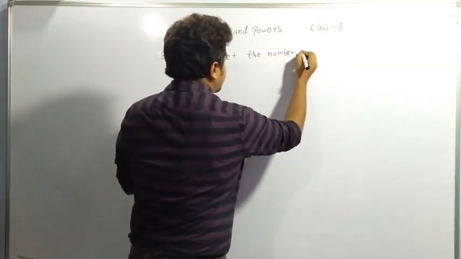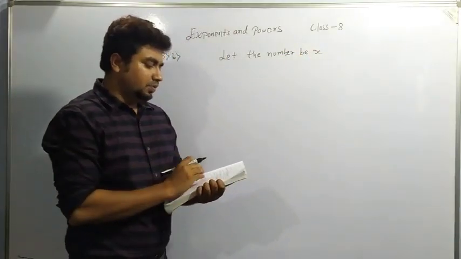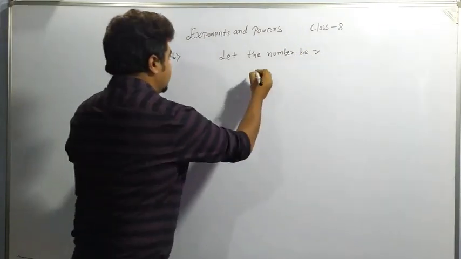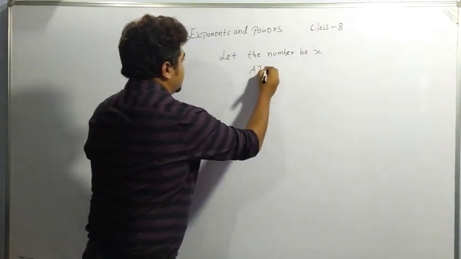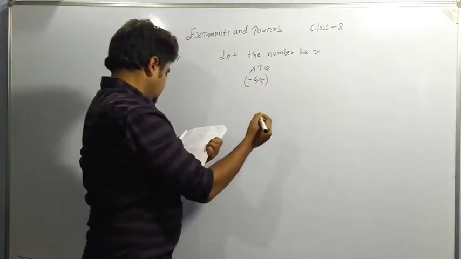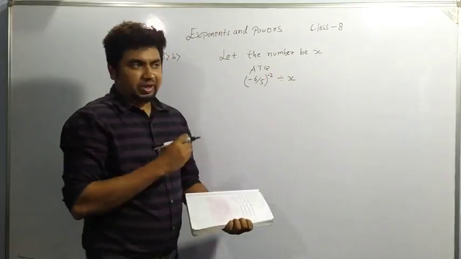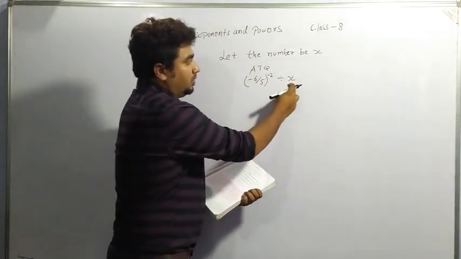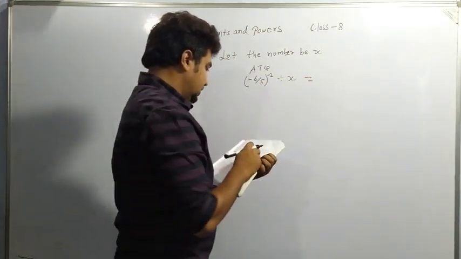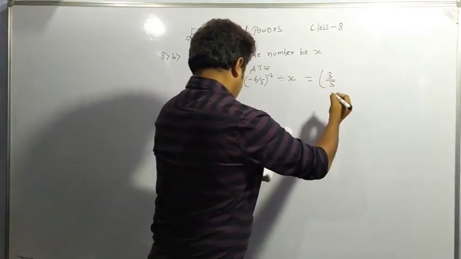So we are taking the number as x. Now, the number by which it has to be divided: minus 6 by 5 to power minus 2 is divided. So according to the question, we take minus 6 by 5 to power minus 2 divided by x. Minus 6 by 5 is divided by what number? So to get the equal to sign, we write here minus 3 by 5 to power minus 1.